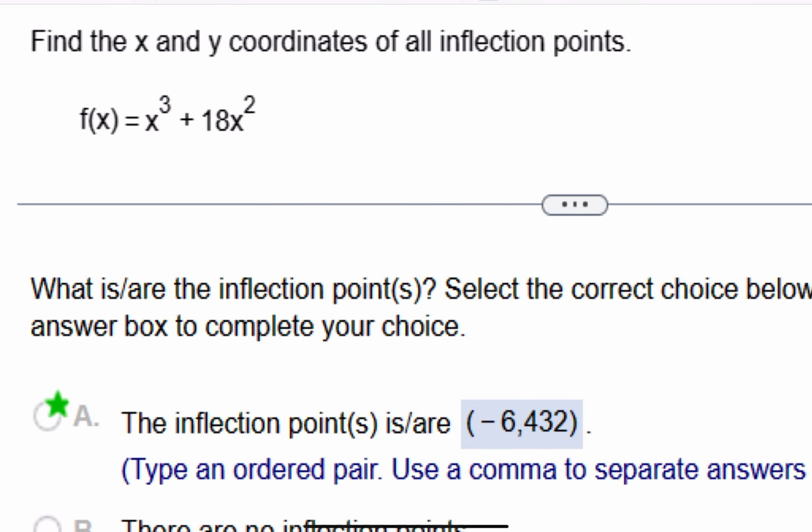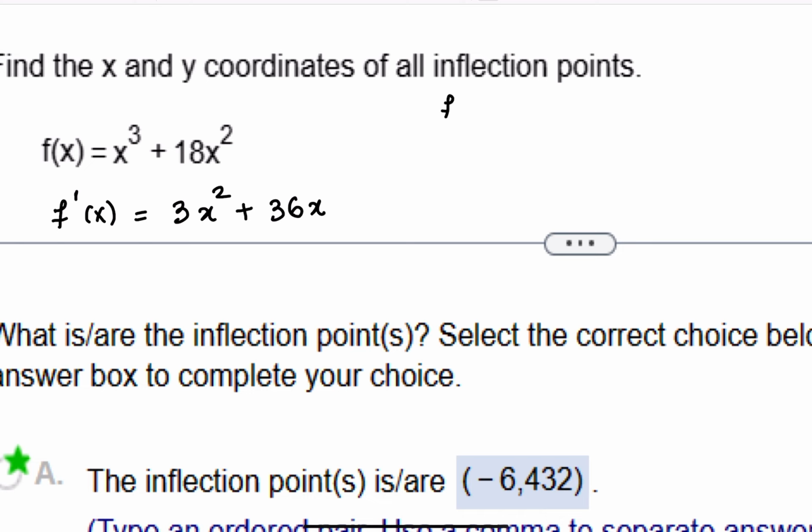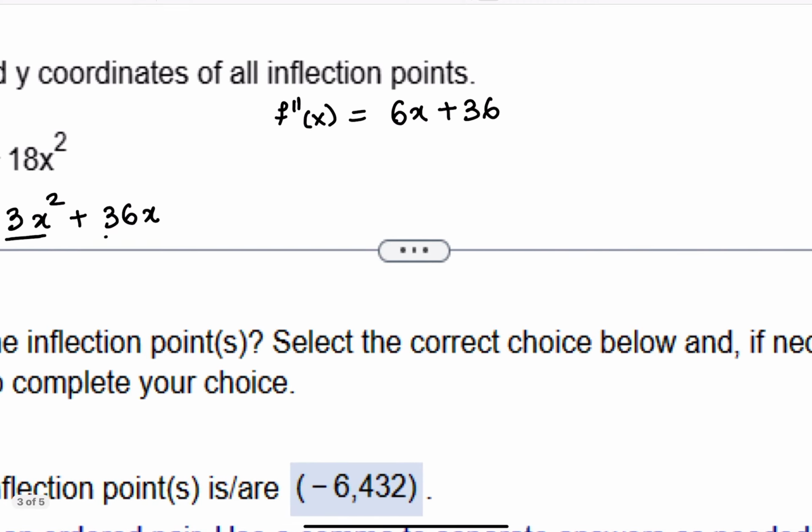Find the x and y coordinates of all inflection points. To find the inflection points, I have to find the derivative twice. So first step, first derivative, which is 3x squared, 18 times 2 is 36x. Now, it's inflection, so I have to find the second derivative, which is 3 times 2 is 6x plus 36. How do I find the inflection points? I set the second derivative equal to 0. So I have 6x is equal to negative 36. x is equal to negative 6.